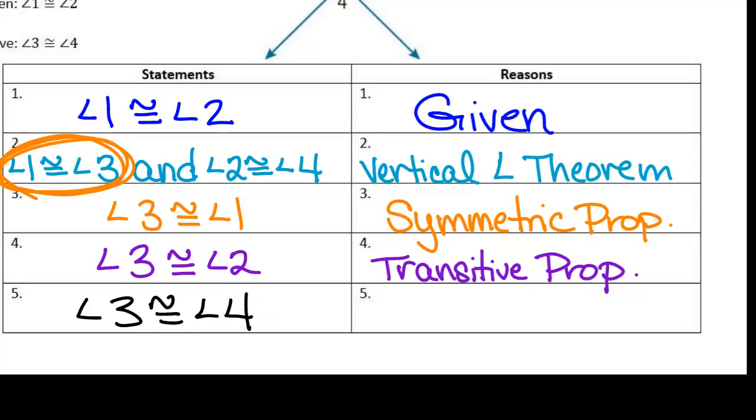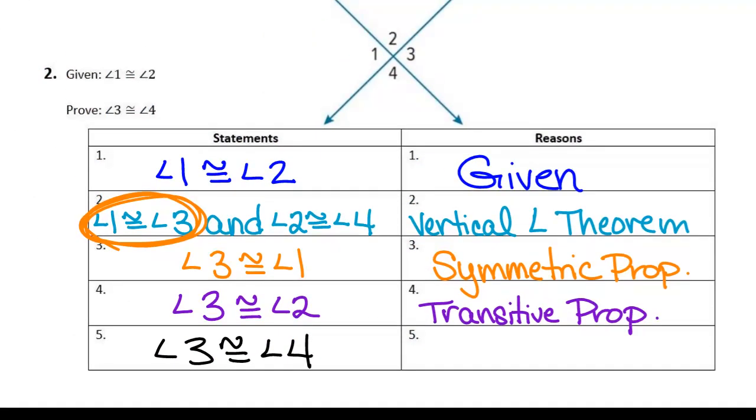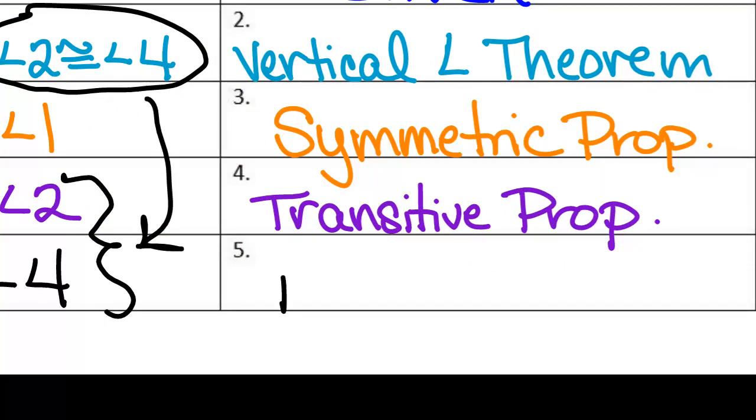All right. So what's different between statement 4 and statement 5? Yes, 2 and 4 are congruent. We know that from right here. So we can use that to make this swap. I would love for it to be substitution. That's exactly right. It's still the transitive property. We're going to use transitive property a second time because I don't have equal signs, so I can't use substitution. So it is transitive property.